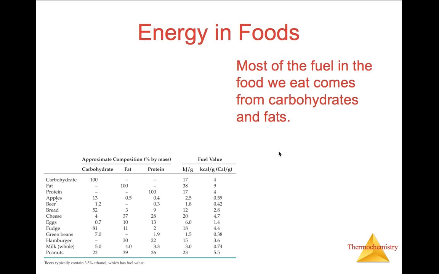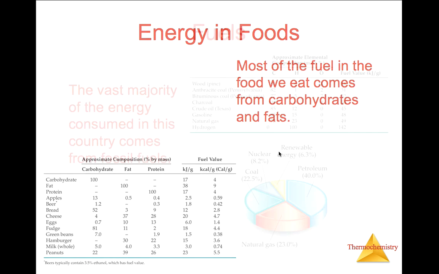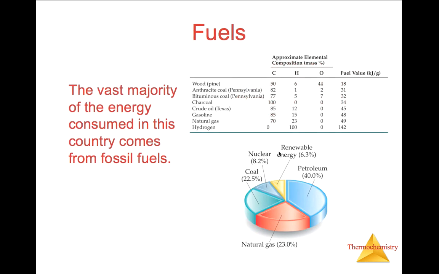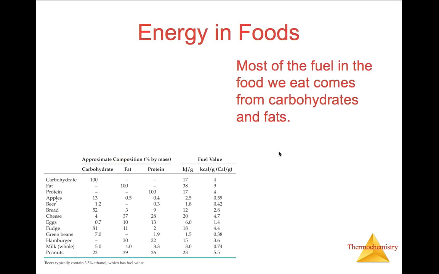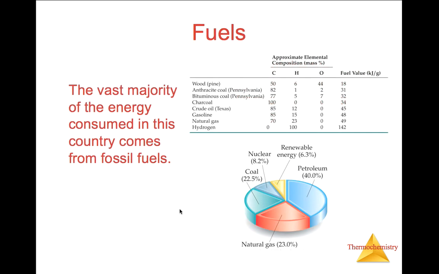Lastly, your textbook has a small section about the energy in foods. Most of the fuel in the food we eat comes from carbohydrates and fats. The vast majority of energy consumed in this country comes from fossil fuels. And they talk about the energy not only in foods, right here is a bunch of carbohydrates, fats, proteins, and it gives you the fuel value, but it also talks about the energy in fuels like coal, petroleum, natural gas, and renewable resources. And you can see the approximate composition and the fuel value of those fuels.